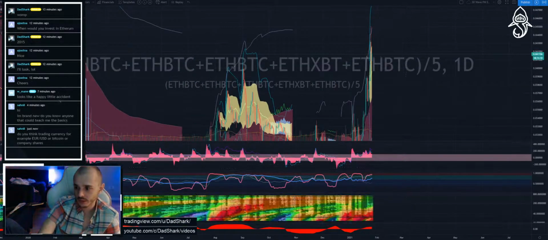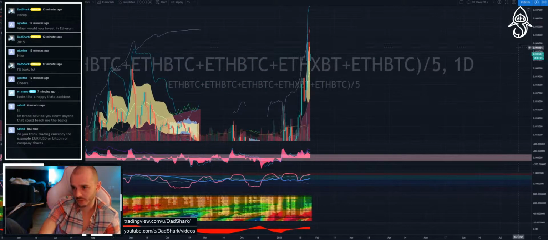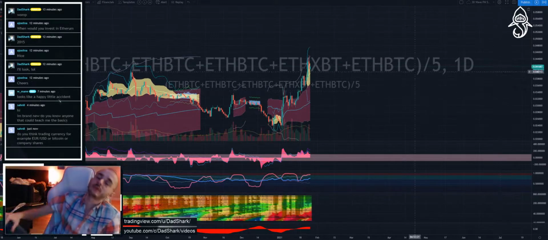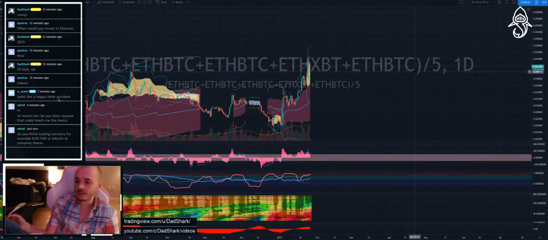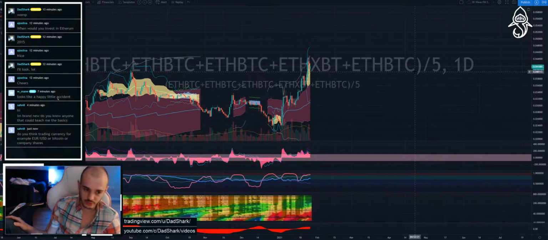Do you think trading currency, for example, Euro USD or Bitcoin, are company shares? Right now, you should be trading crypto. Forex has the highest burden of knowledge, okay? You need to understand macro level economics, and quite frankly, that is not something a lot of people are willing to do. And then they resort to trend lines and whatever else they want to use, Elliott waves, on things that don't make sense to use those tools, and then they fail.